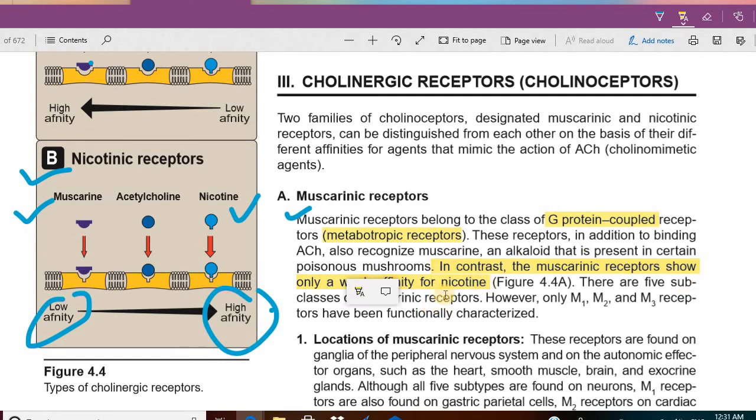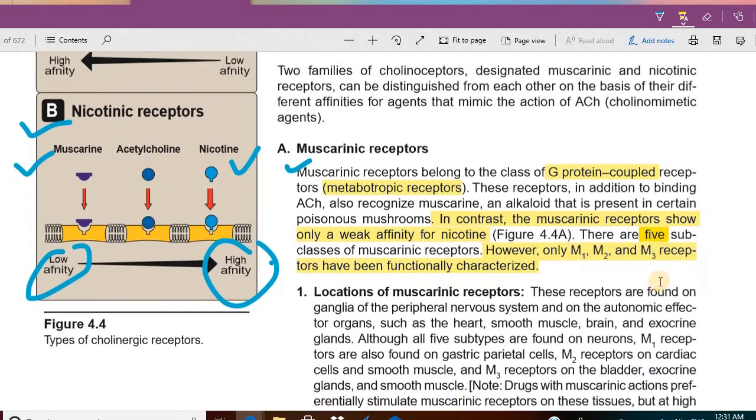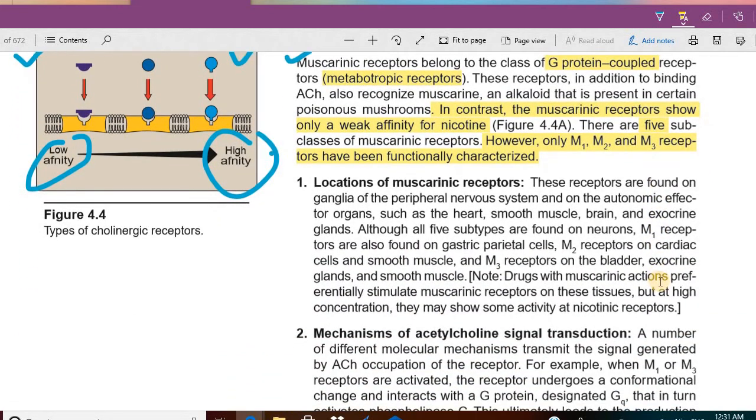There are 5 subclasses of the muscarinic receptors. However, only M1, M2, and M3 receptors have been functionally categorized. So this is also a multiple choice point that the muscarinic receptors have 5 subtypes, but M1, M2, M3 are functional. First, we are discussing the location of the muscarinic receptor. कि muscarinic receptor होते कहाँ पे हैं?